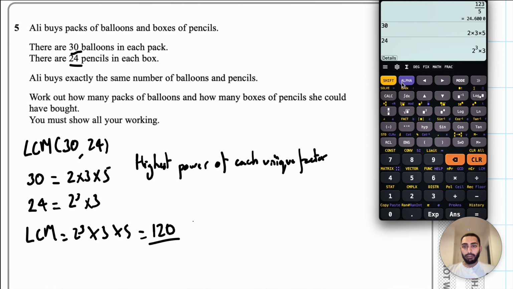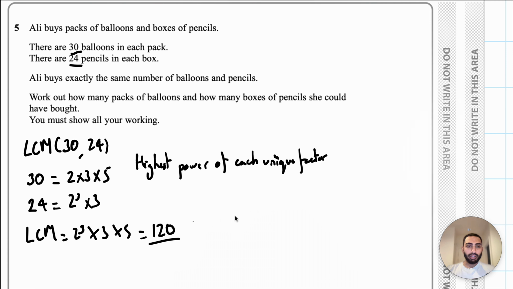And if you want to check that, you can just do alpha and press this lowest common multiple button over here, and it'll bring up this. Press 30, and you want comma, which is shift and this bracket button, and there's a little comma above it, 24, and that tells you it's also 120. But you can't just do this, you need to show the working out for it. But that just confirms that it is 120.